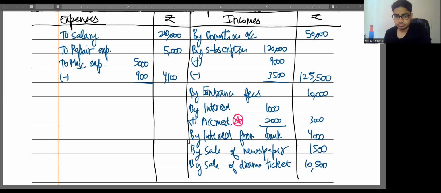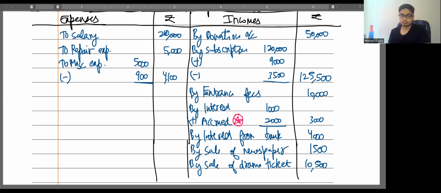And then we have investments. Should I write that? So investments are expenses, right? No, investments are assets.